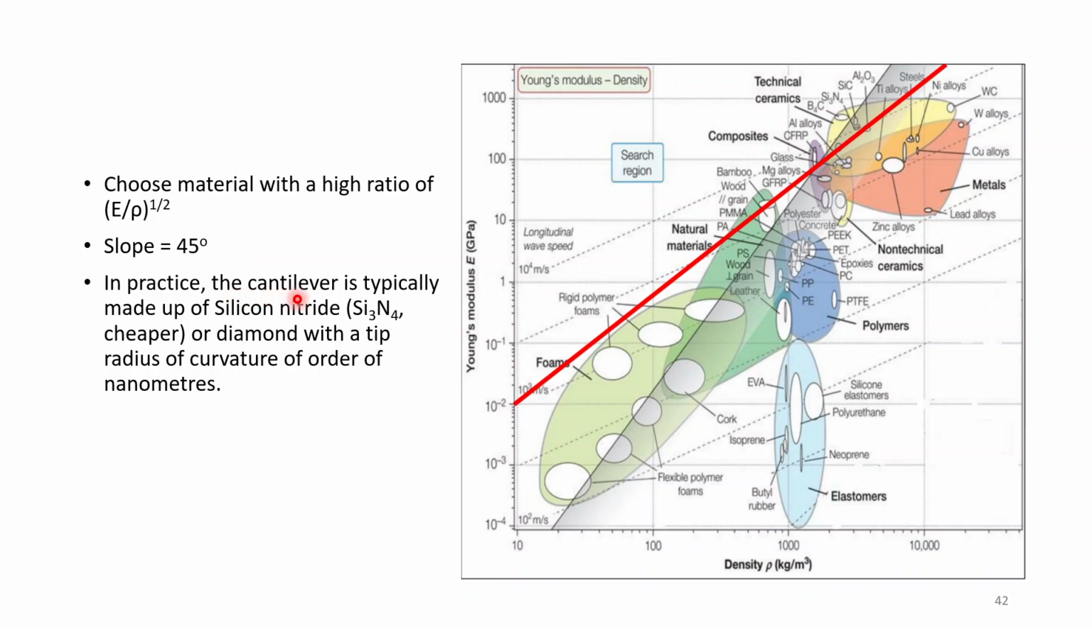So in practice, the cantilever is typically made of silicon nitride Si3N4, which is cheaper, or diamond with a tip radius of curvature of the order of nanometers. Now this is your guideline, and in this area you can find various ceramics such as diamond and silicon nitride, silica, alumina, beryllium carbide and CFRP, glass. These all will fall in this search region.